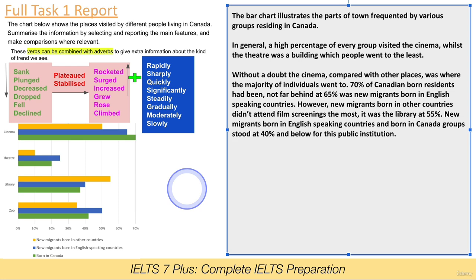Let's have a read back and then we'll think about it. Without a doubt, the cinema, compared with other places, was where the majority of individuals went to. 70% of Canadian-born residents had been. Not far behind at 65% was new migrants born in English-speaking countries. However, new migrants born in other countries didn't attend film screenings the most. It was the library at 55%. New migrants born in English-speaking countries and born in Canada groups stood at 40% and below for this public institution.